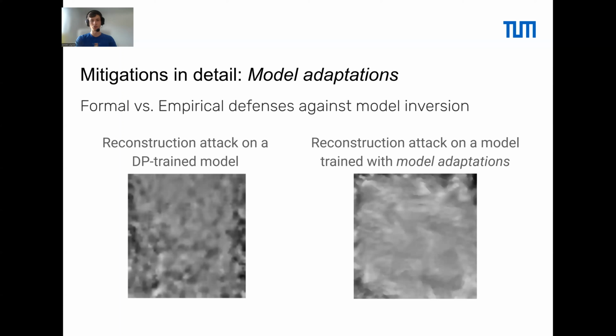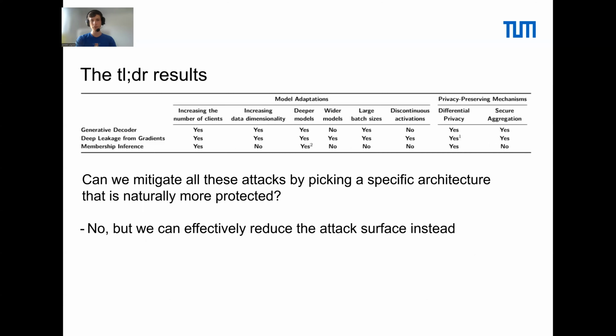Here is just a bit of a visual overview. This is the DOG attack. The reconstruction was run on the pneumonia prediction dataset by Kermani, resized to 32 by 32 and 64 by 64. And you can see precisely that neither the DP-trained model nor the model trained under model adaptations was vulnerable to this attack. Here is a little TLDR, the result.